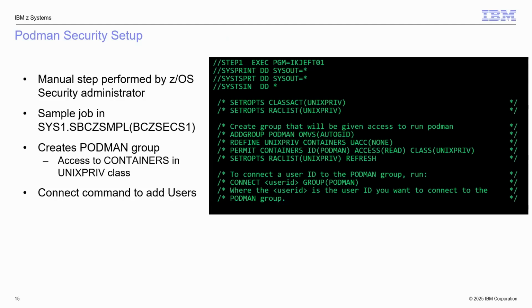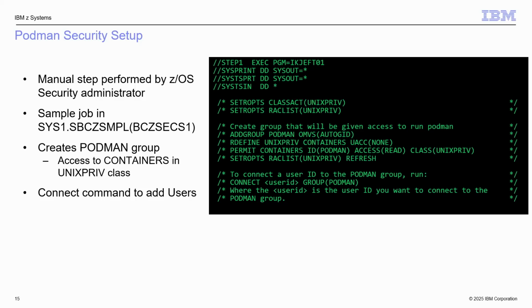Now, one of those manual steps I talked about is the manual security step for Podman. This is a step that will be run by the z/OS security administrator. We provide a sample job of what that JCL will look like. And this JCL will walk you through creating a Podman group that provides access to the containers UNIXPRIV class to those non-UID 0 users which are in this group. And it also contains the connect command in order to add those users to the group.